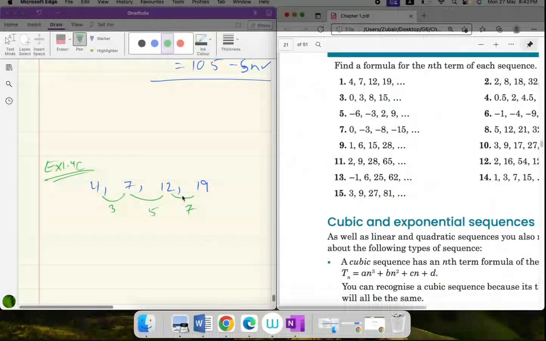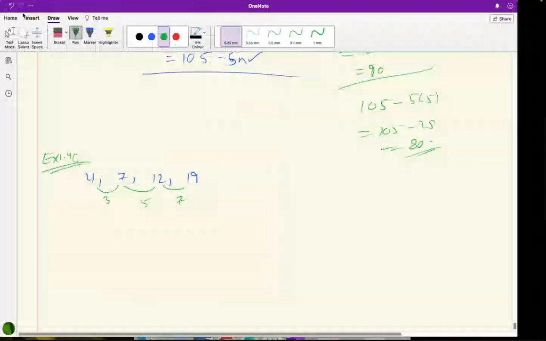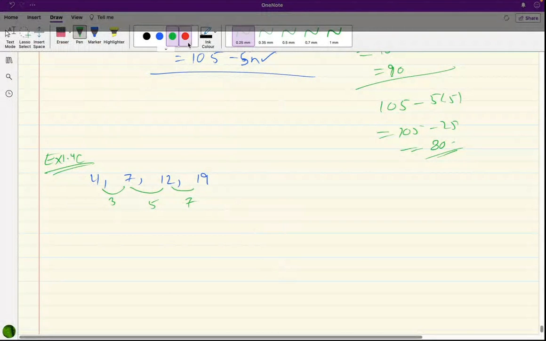Okay, 4, 7, 12, and 19. So you see, this is not linear. This is 3, 5, 7. And then the difference is 2 and 2. When the second difference is constant, we follow this.